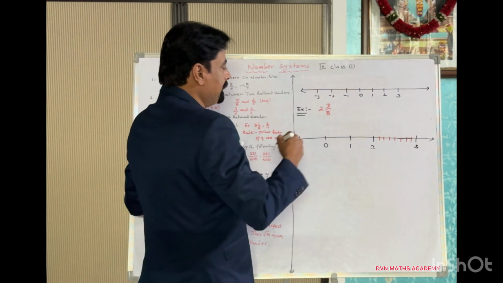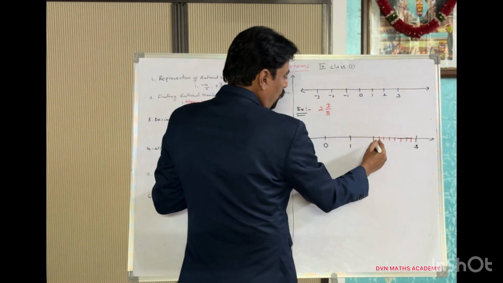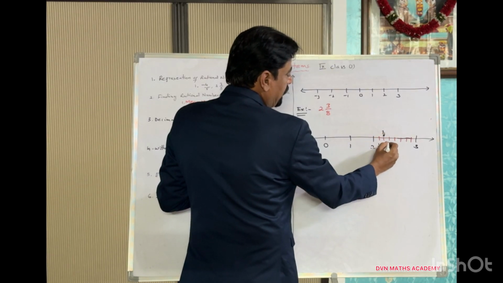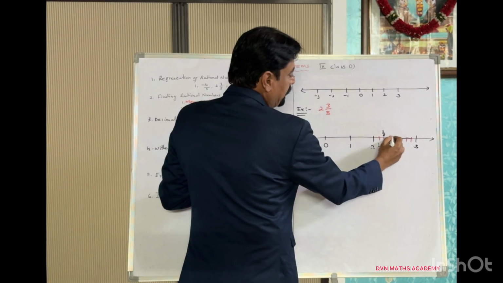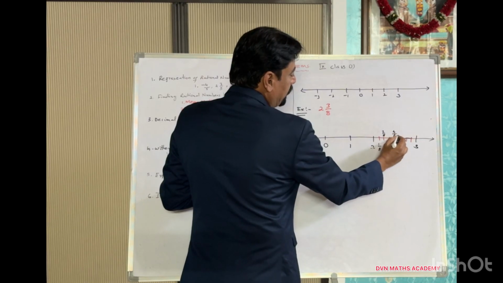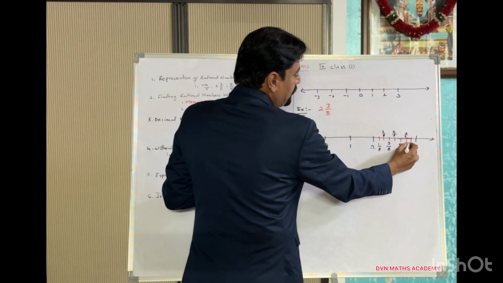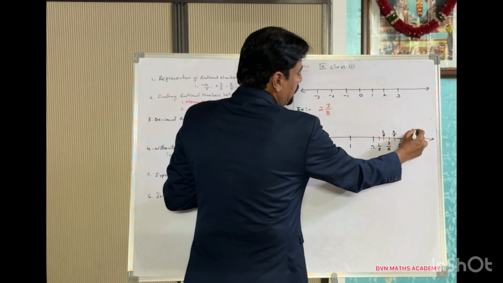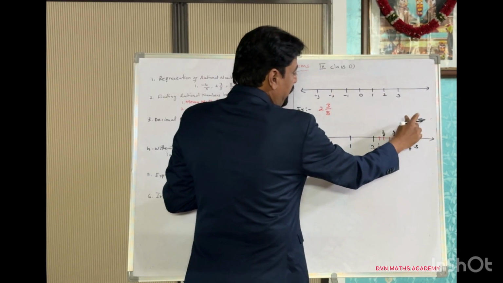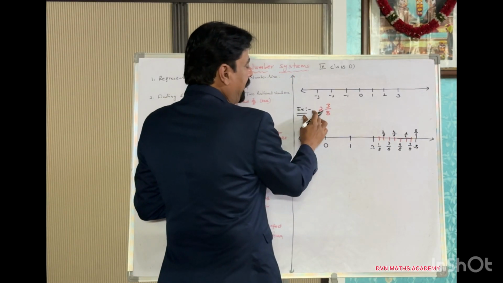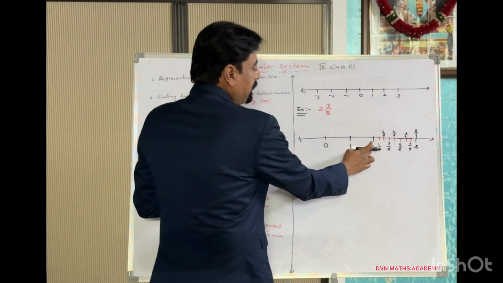Now this is 1 by 8, this is 2 by 8, this is 3 by 8, this is 4 by 8, this is 5 by 8, this is 6 by 8, this is 7 by 8, this is 8 by 8. So 8 by 8 is 1 unit, after 2 it will become 3. So my number is 2 3 by 8, which means it is after 2.